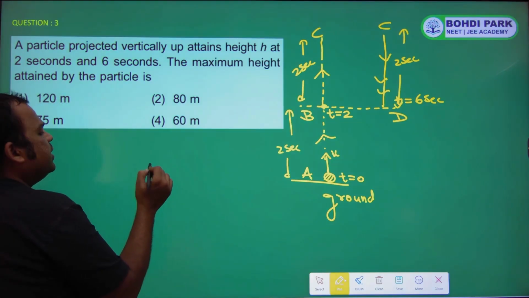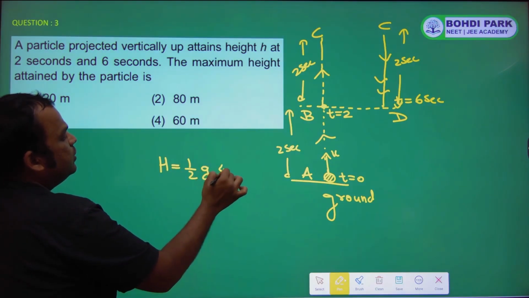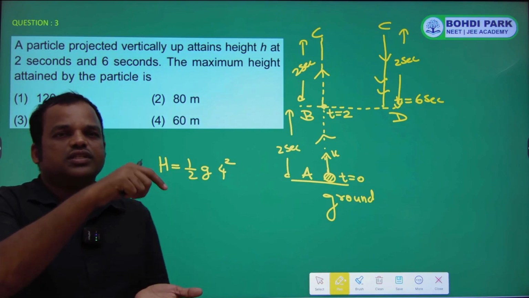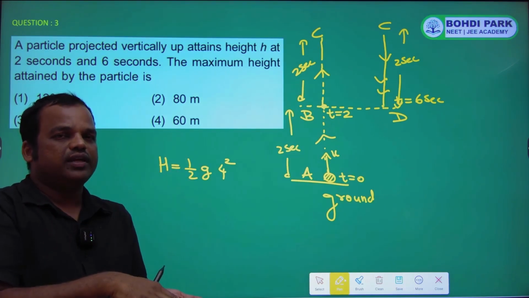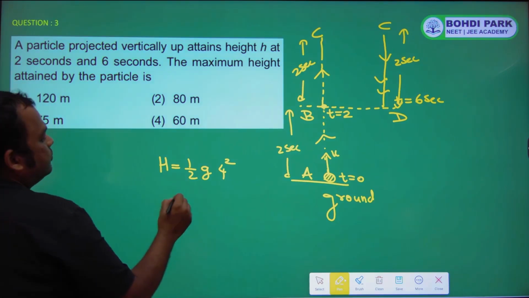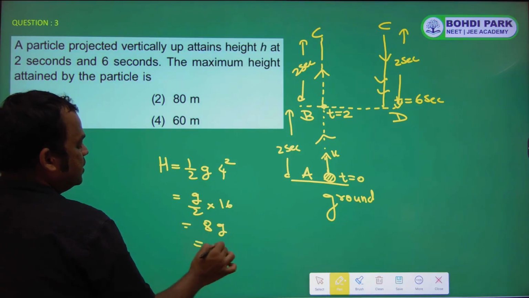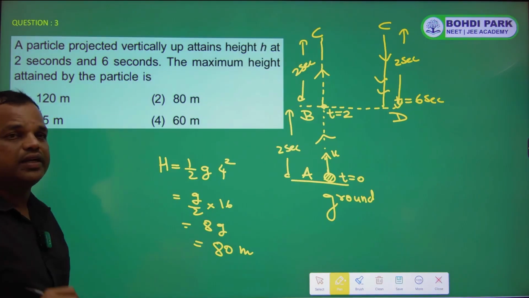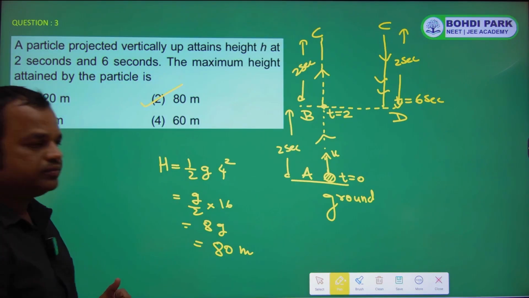So we have direct formula, the height fallen will be h equal to half g into 4 square. If any ball is dropped, initial velocity u is 0, and it will take t time to hit the ground, so h is equal to half g t square. So g by 2 into 16, so 8g, that will be equal to 80 meter, maximum height attained by the particle. Done. Now next question.